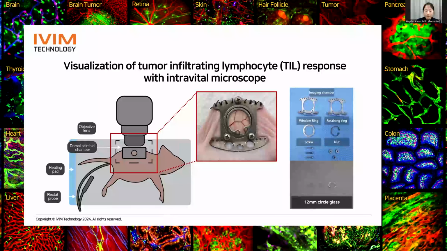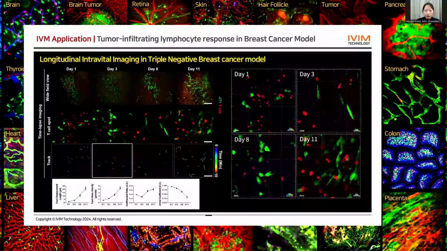Okay, so let's move on to the next stage. First, I will present the findings of the study where real-time observation of tumor-infiltrating lymphocytes, TIL, migrating into tumor tissue enabled us to predict the factors determining lymphocyte motility.